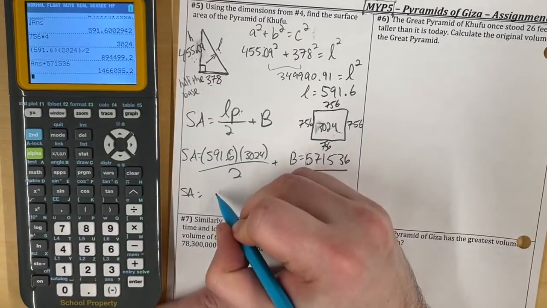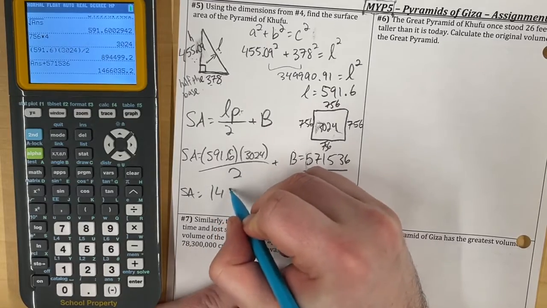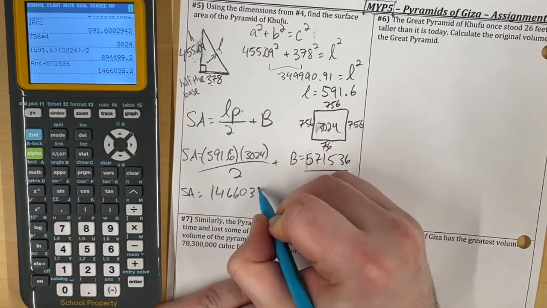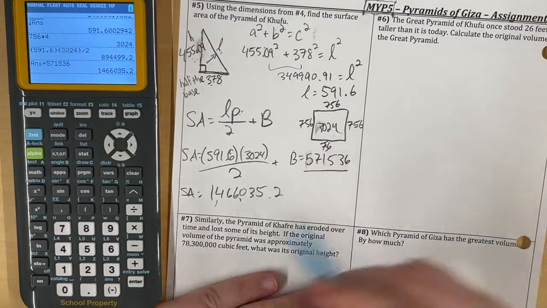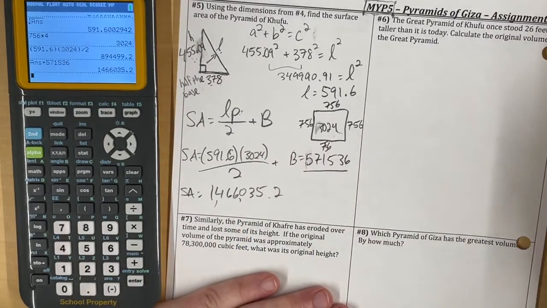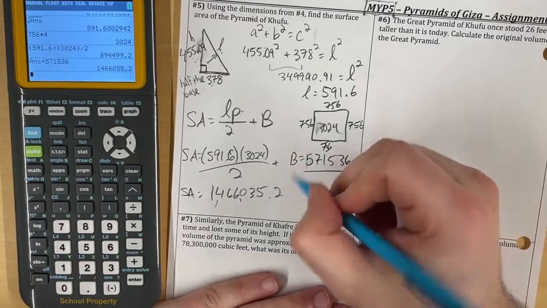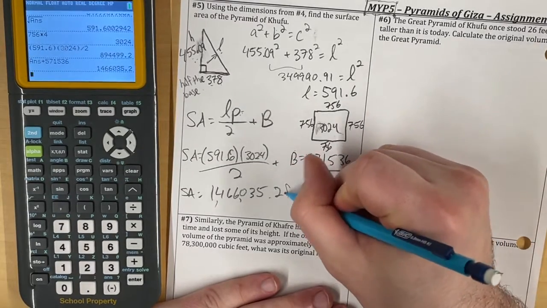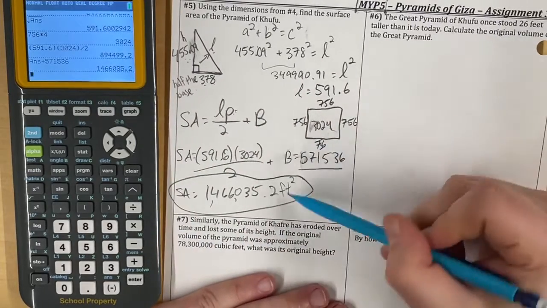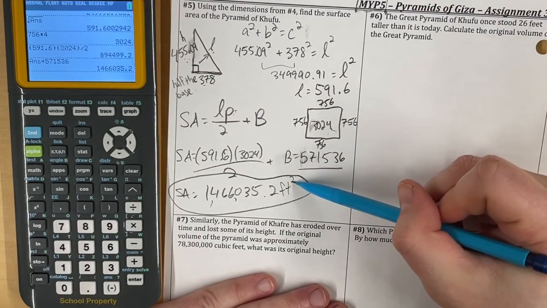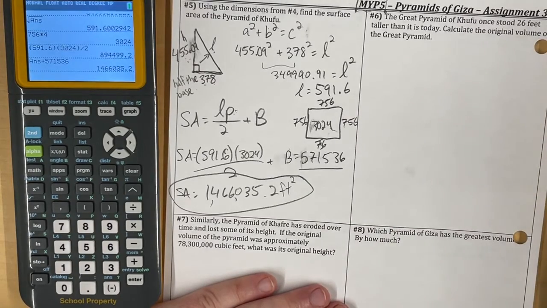So the surface area is going to be 1,466,035.2. Again, every 3 digits is that place value column. And then we say feet to the second power. Again, make sure you're seeing the difference between that volume and that surface area. Volume is to the third power, and surface area is to the second power.